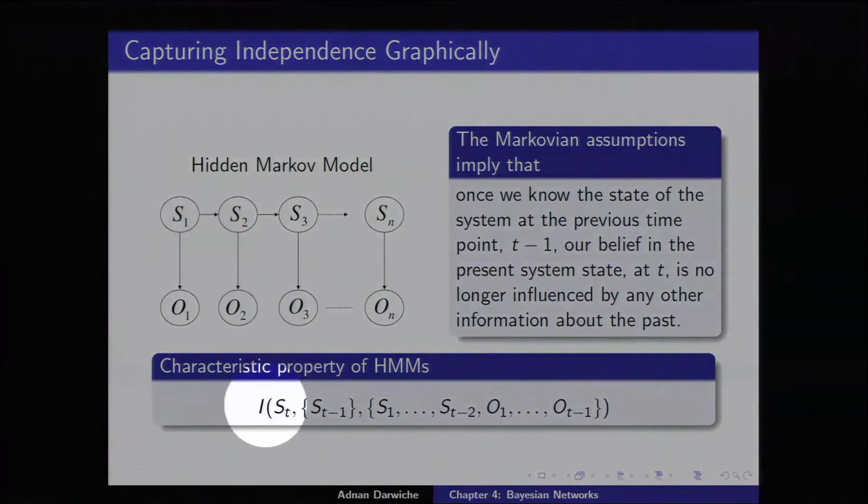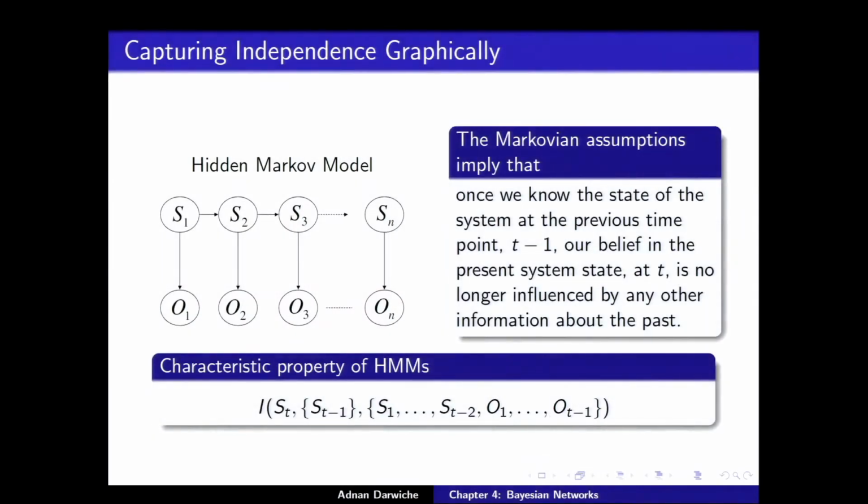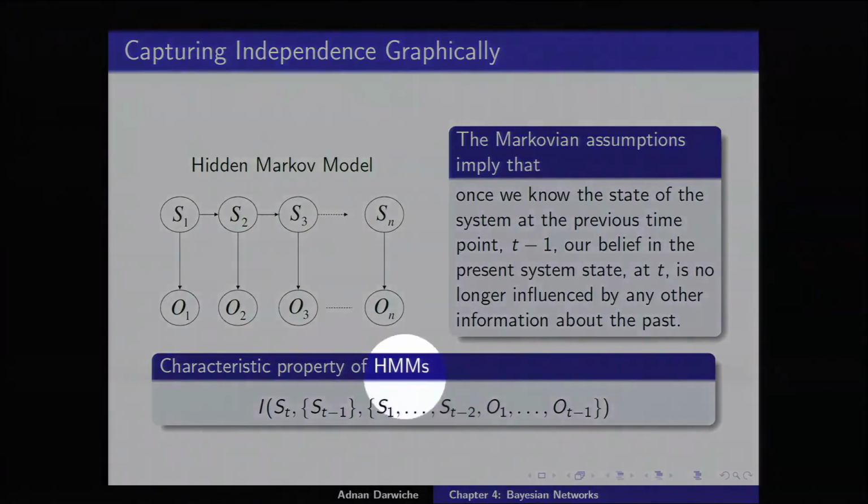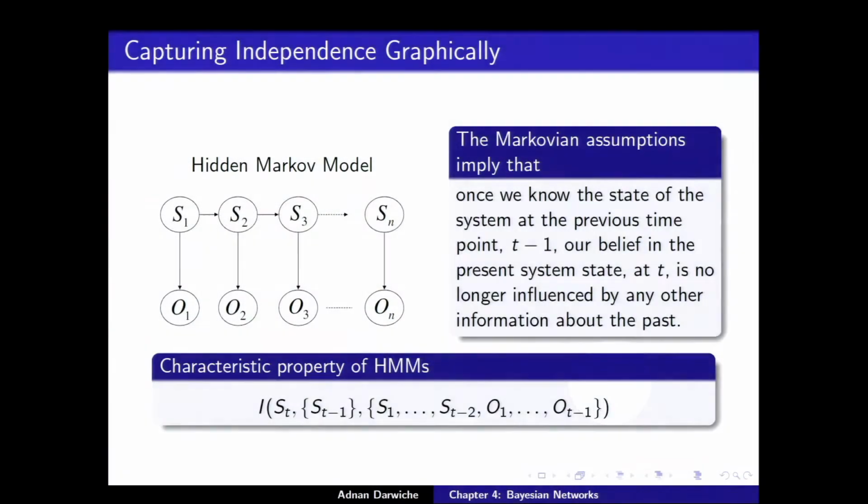So for St, given St minus 1, it becomes independent of all of the previous states and all of the previous sensors. If you've studied hidden Markov models, you were actually given this equation as the characteristic property of hidden Markov models, but you can see now how it falls as a special case in this particular thing, right?